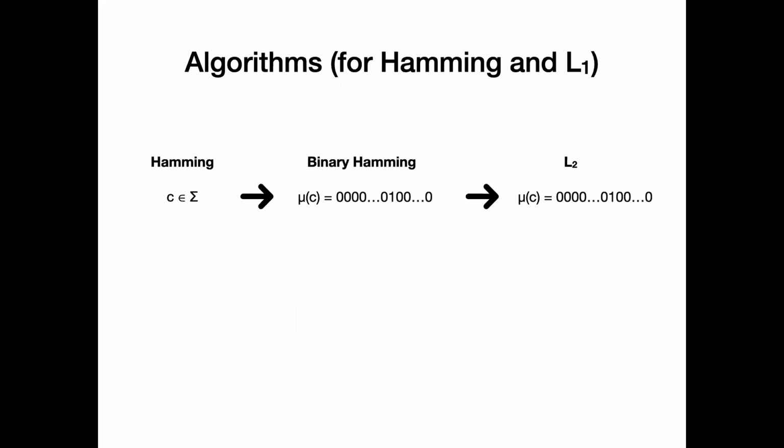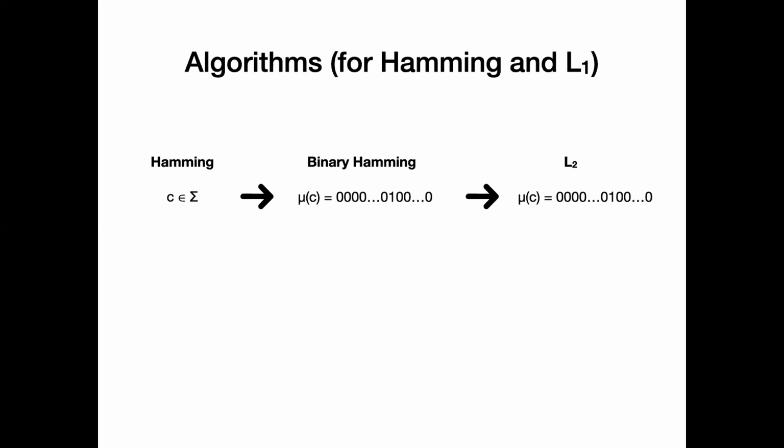And now the observation is that, well, other norms kind of reduce to L2, but at a cost. So explicitly, if we have a Hamming norm and we have a large alphabet, we can reduce it to binary Hamming by just doing some unary encoding, some positional encoding, but this blows up everything by a factor of the size of the alphabet. And then the binary Hamming is the same as L2. On binary words, every norm is the same.